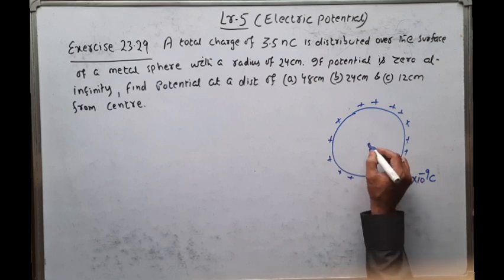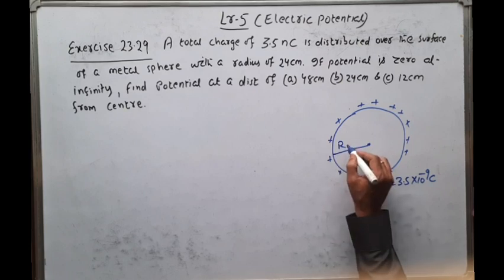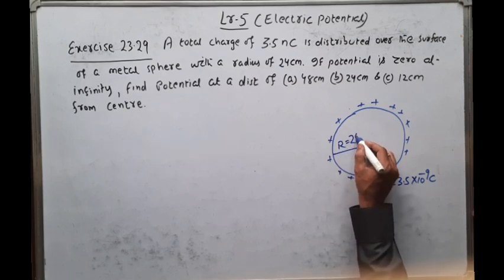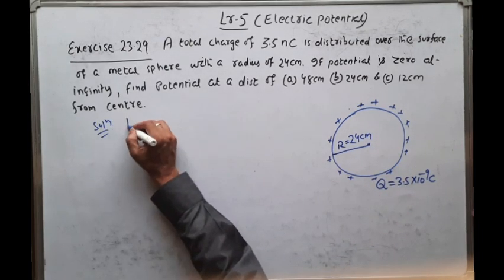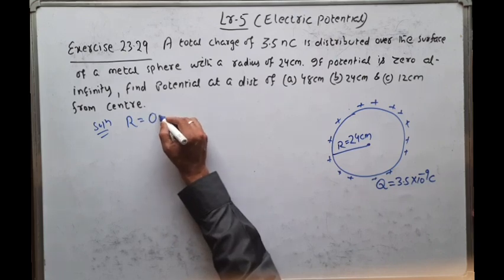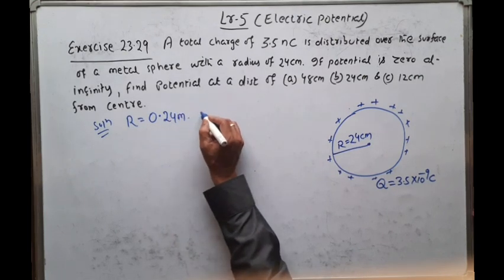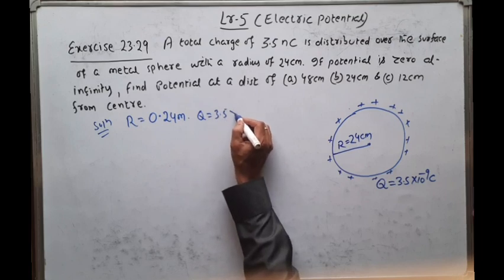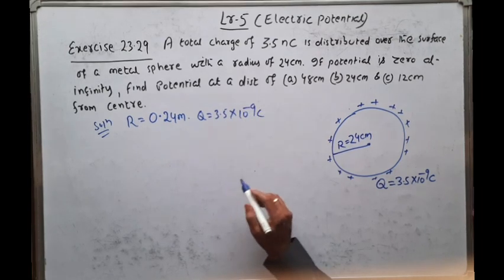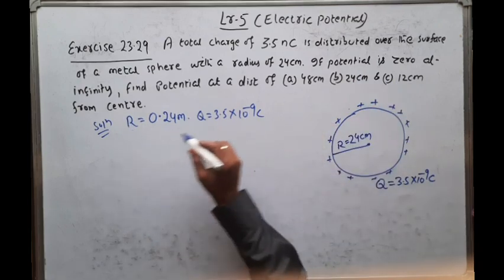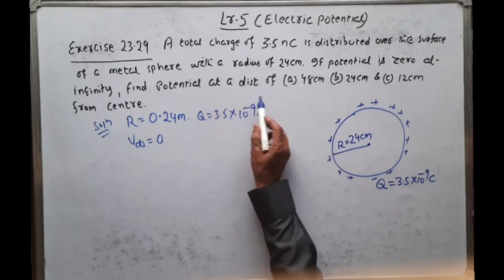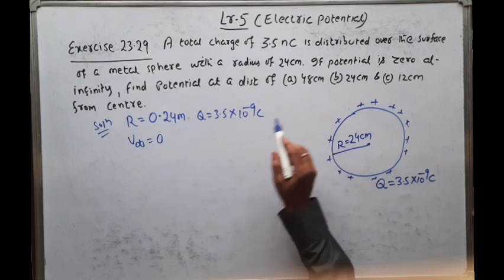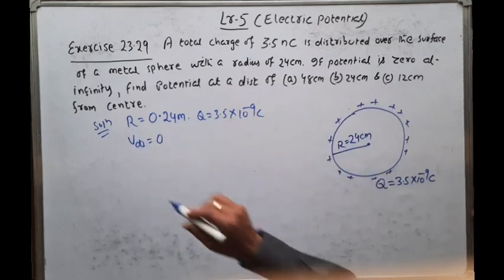And what is the radius of this sphere? The radius of the sphere is r. So r is equal to 24 centimeter. So I am writing the radius is 24 centimeter, which means 0.24 meter, and charge is given 3.5 nanocoulomb, 3.5 into 10 to the power minus 9 coulomb. So if potential is 0 at infinity, so generally we take potential at infinity point as 0, then you have to find potential at a distance of 48 centimeter, 24 centimeter, 12 centimeter from the center.